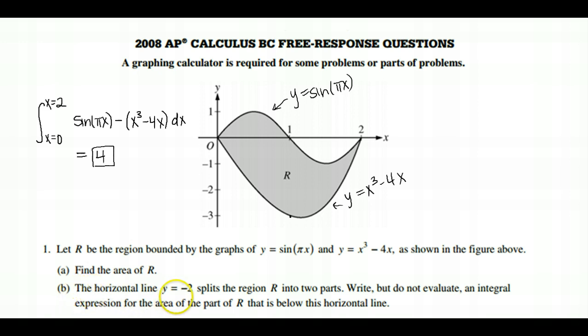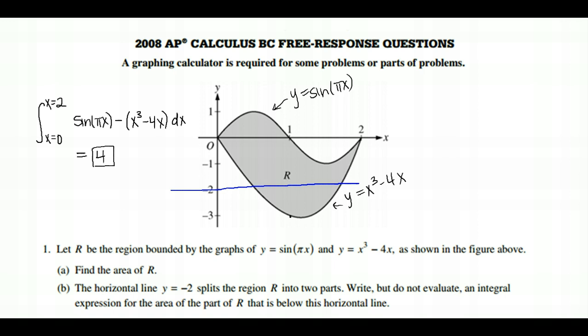The horizontal line y equals negative 2 splits the region R into two parts. Write, but do not evaluate, an integral expression for the area of the part of R that is below this horizontal line. So let's go ahead and construct the horizontal line y equals negative 2.